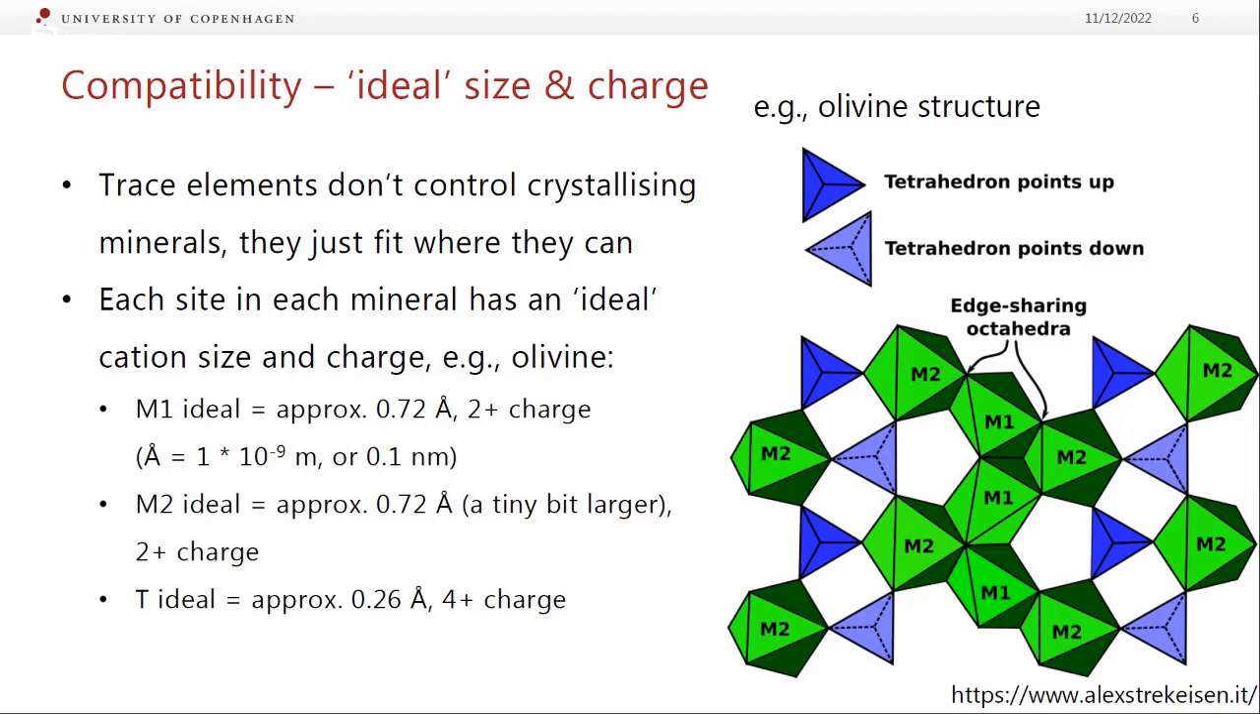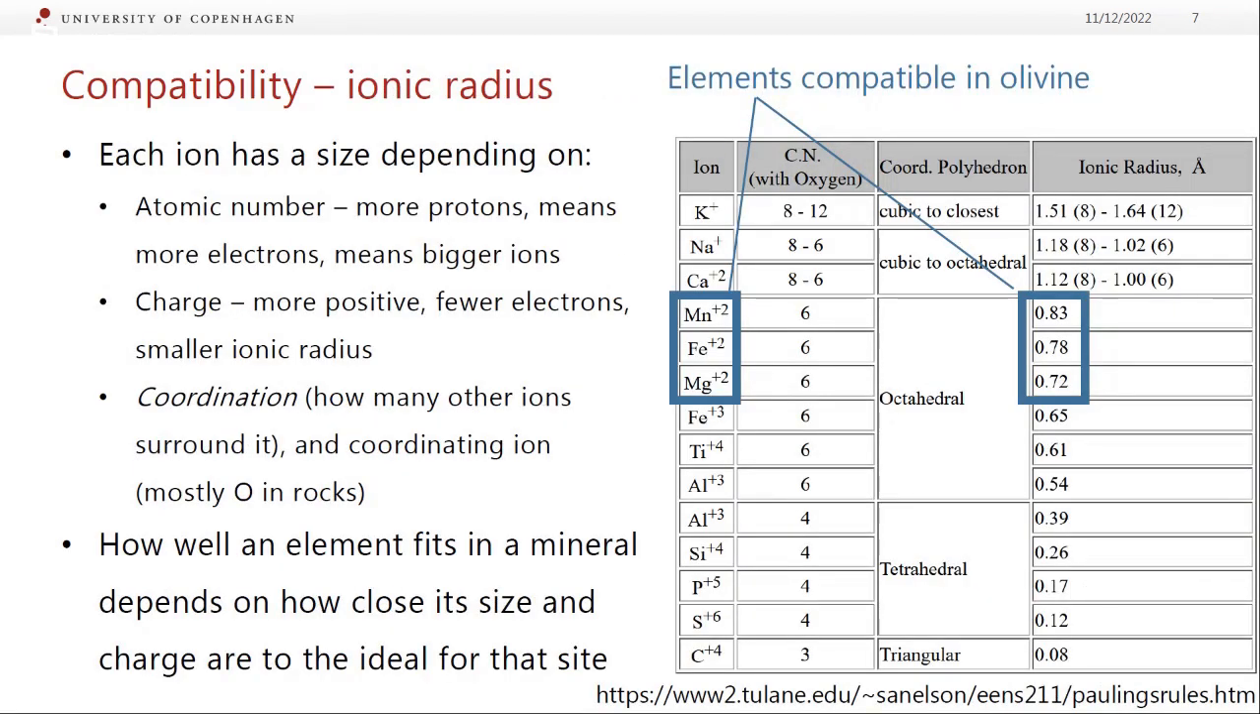The M2 site is almost exactly the same size, again about 0.72 angstroms. It's actually a tiny bit larger, but it's rounded off in this one. And that also wants a 2+ charge. And in our tetrahedra, the ideal size is very small, it's 0.26 angstroms, and it's a 4+ charge. And so when we look at different ions, we can compare the ionic radii to these ideal sizes.